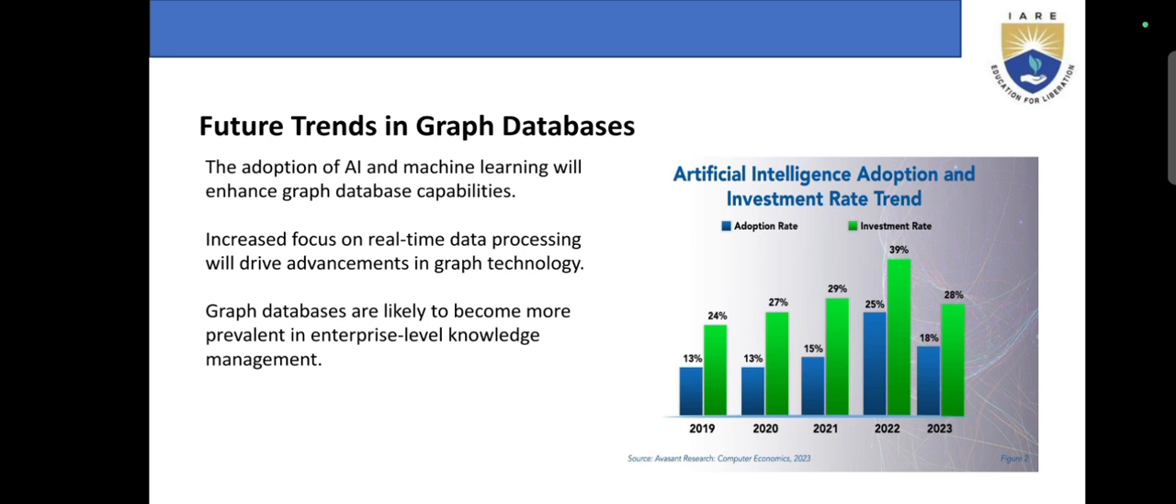Increased focus on real-time data processing will drive advancements in graph technology. Graph databases are likely to become more prevalent in enterprise-level knowledge management because AI and machine learning will enhance graph database capabilities. The increased focus on real-time data processing will drive advances in graph technologies.